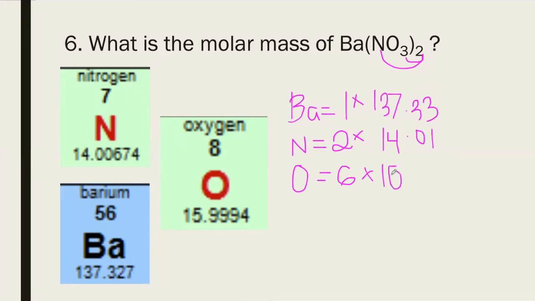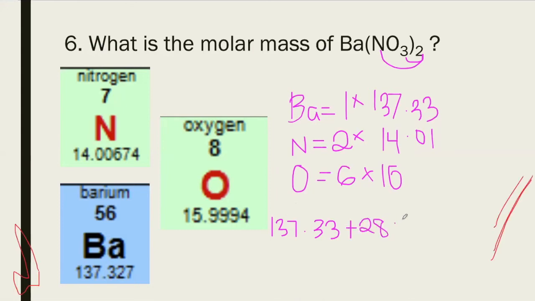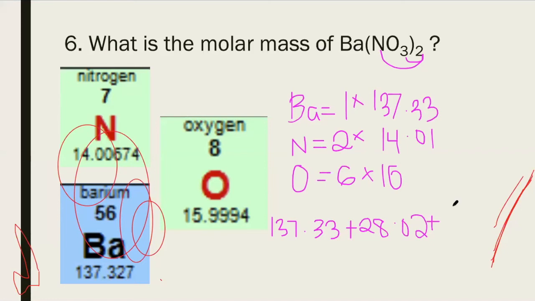So remember guys, the values that we are using here are the values that are rounded off to 2 decimal places. So 137.33 times 1 is 137.33. 14.01 times 2 will give you 28.02. And 16 times 6 will give you 96.